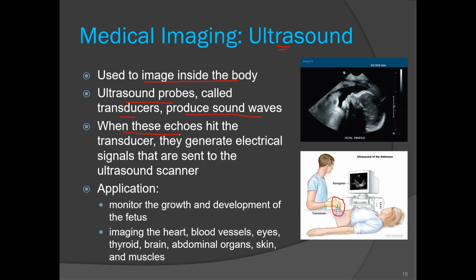Now when these echoes hit the transducer, they generate electrical signals that are sent to the ultrasound scanner. This is how these images are formed. Now the applications are: monitoring the growth and development of the fetus, so we are familiar with this application. It is also used to image the heart, blood vessels, eyes, thyroid, brain, abdominal organs, skin, and muscles.